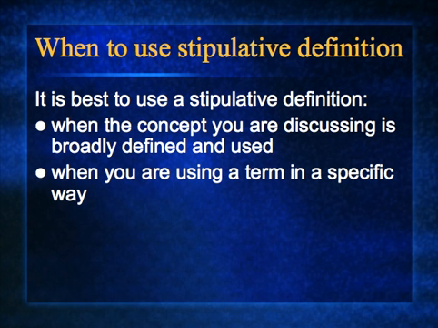Now, a stipulative definition is when there's a concept that we're discussing that's broadly used, and we're trying to figure it out in a specific way. That means if it's a specific audience, a specific place, a specific purpose, stipulative definitions come in handy.